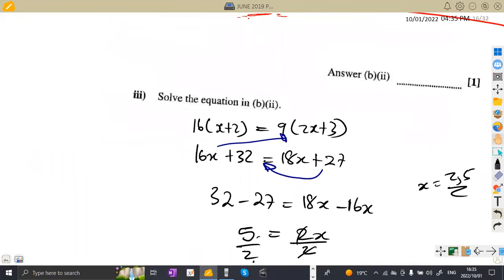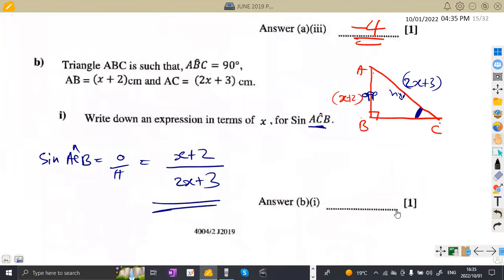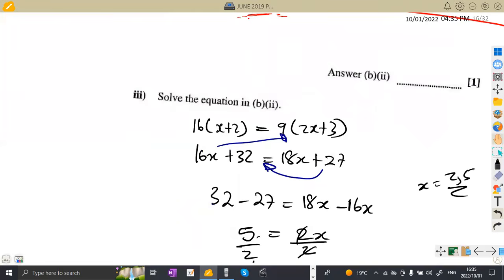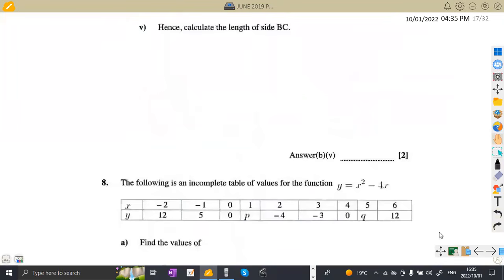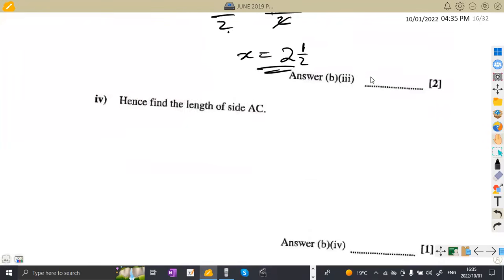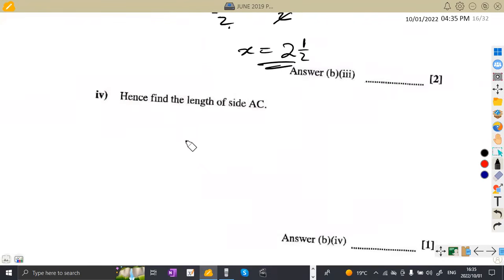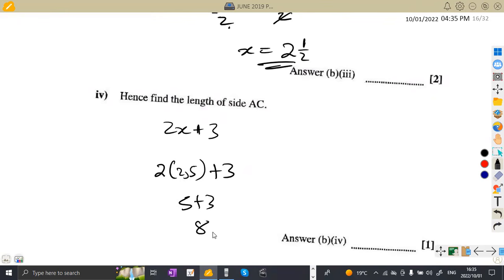That means we need our diagram, that information for AC. So remember our AC, it was here, AC is 2x plus 3. Since now we've got the value of x, it's a continuation from 2x plus 3. Our x is 2.5, so it's going to be 2 times 2.5 plus 3. That's 2 times 2.5, which is 5, plus 3, which gives us 8 centimeters. So that was our AC.